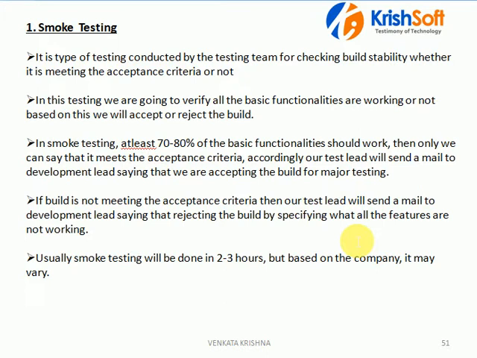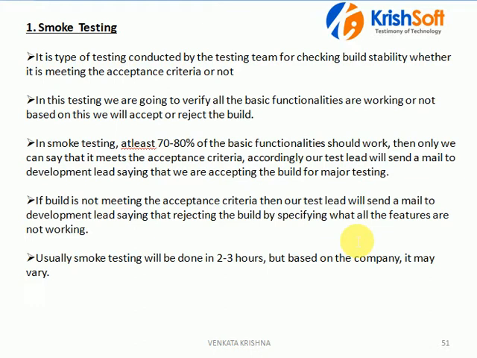What does it mean, what is the meaning of basic functionalities? At least 70 to 80% of the basic functionality should work. Then only we can say it meets the acceptance criteria. Acceptance criteria means it is our benchmark to accept the build.